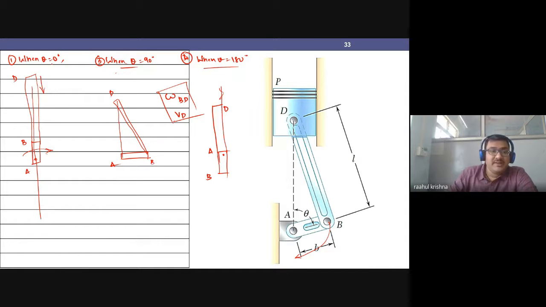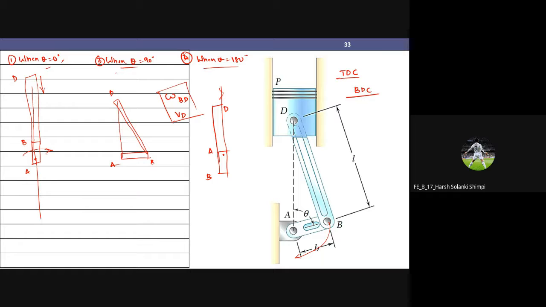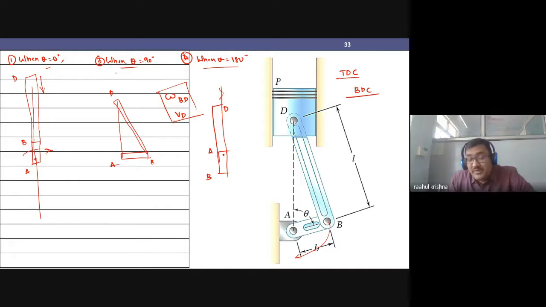So when theta equals 0 degrees, like we told yesterday, that will be my top dead center. Remember the term yesterday? And when theta equals 180 degrees, that becomes my bottom dead center. So in both cases will the answer be the same or different? Yeah, it will be nearly similar. But this is about the angular velocity of the connecting rod.